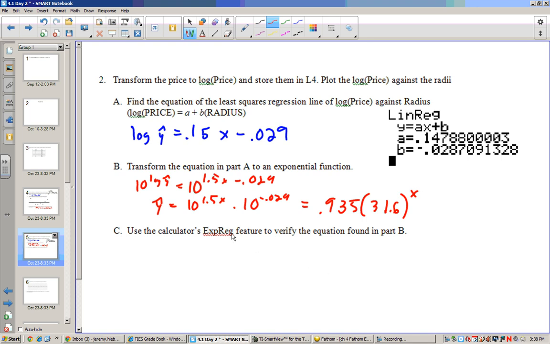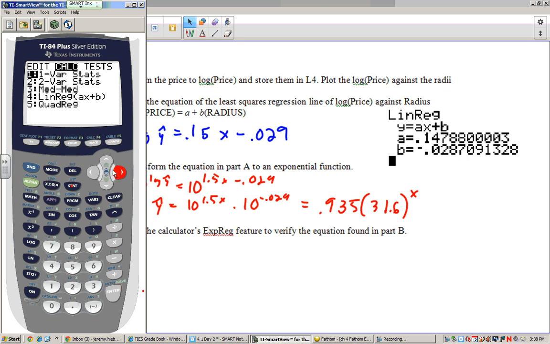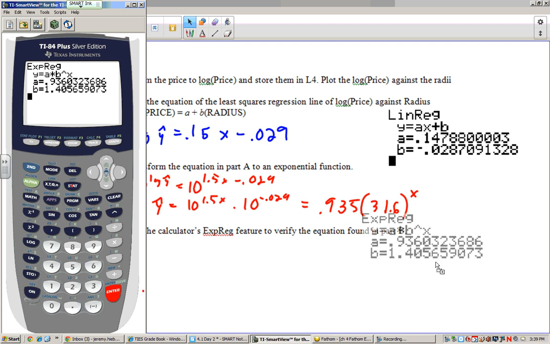Now we can also use, since we have the original data, the exponential regression by hitting stat, over to calc. Exponential regression is near the bottom. It's that 0 on mine. So exponential regression, and we're going to want to use L1, comma L2. We use the original data for the exponential regression. So here is our data.